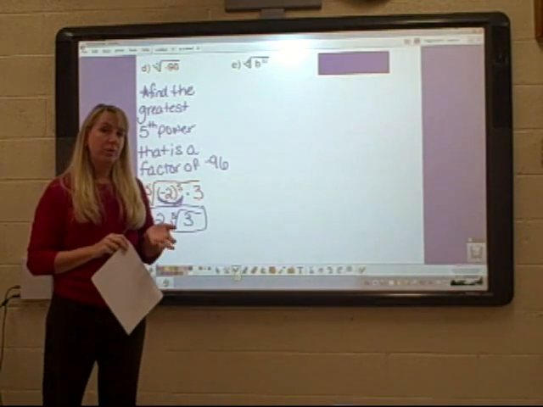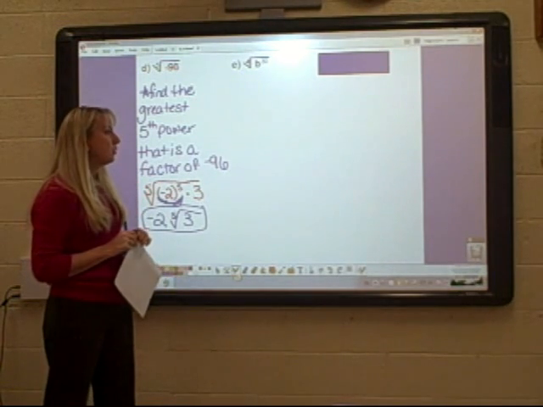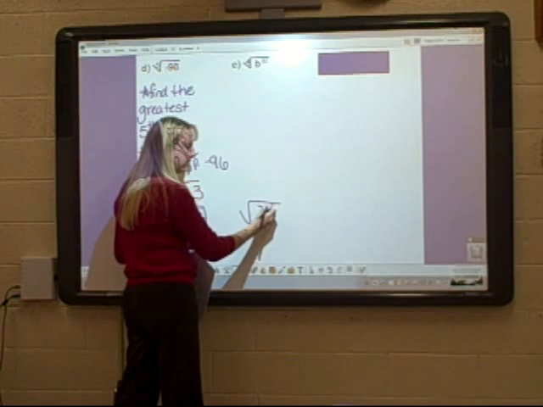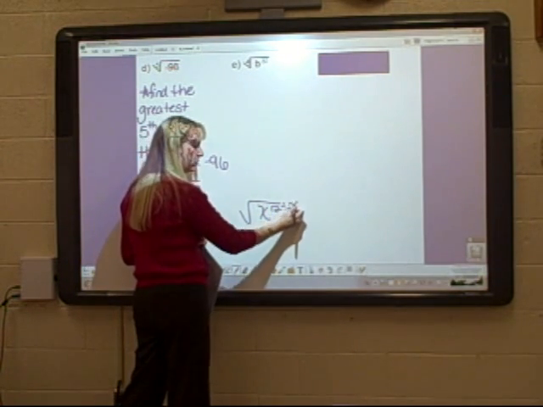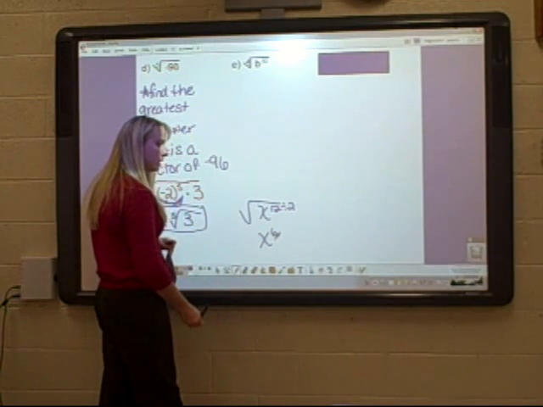We need to throw in our variables with our exponents. Before, we were working with the square root of x to the 12th. And all we did was divide it by 2, or cut it in half, and the square root of x to the 12th is x to the 6th.